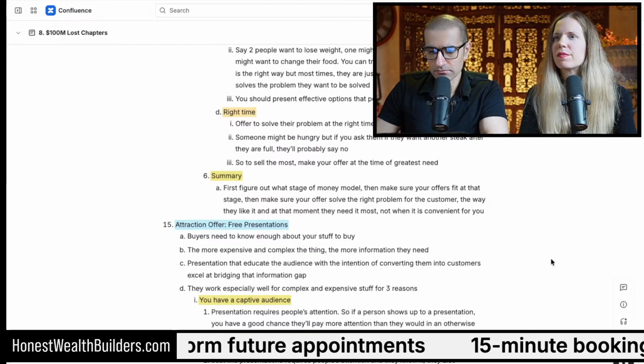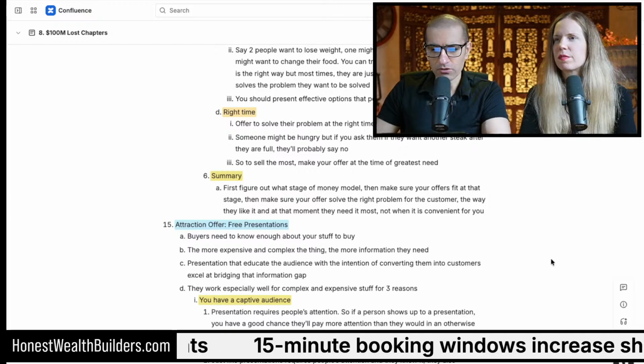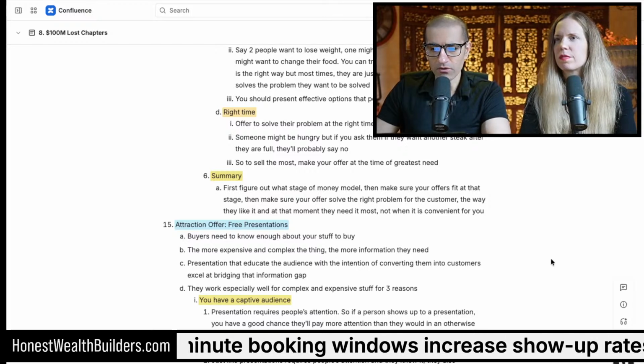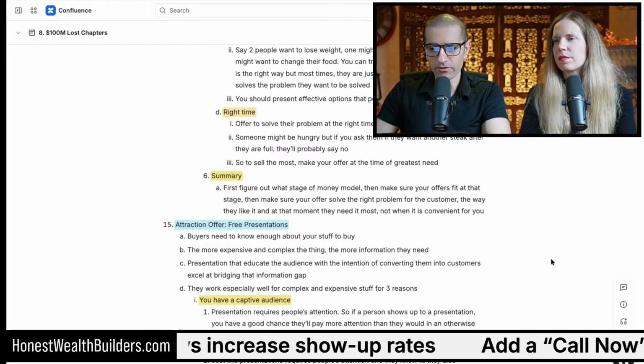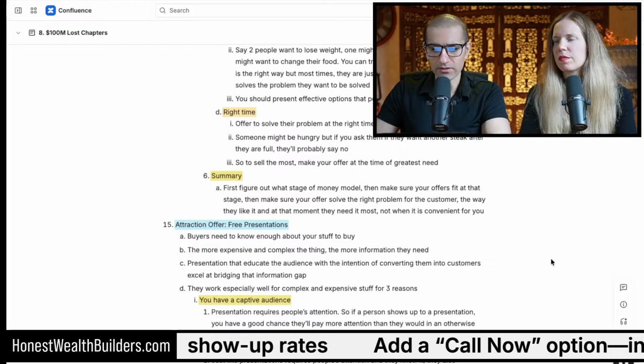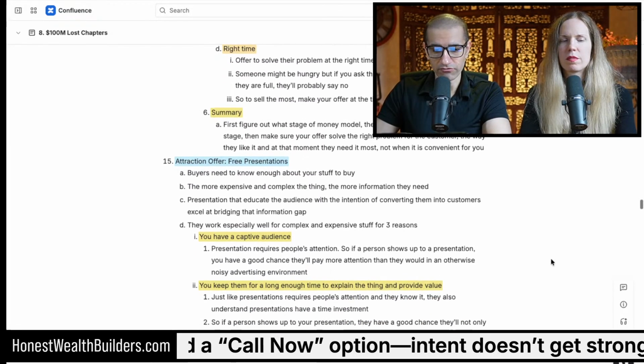Okay. So, summary. First, figure out what stage of the money model you are. Then you make your offer fit that stage. Then make sure your offer solves the right problem for the right customer, the way they like it, and at that moment they need it the most, not when it is convenient for you.